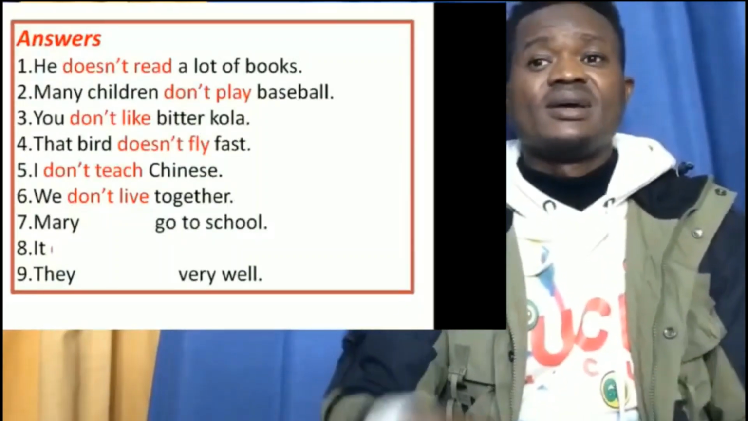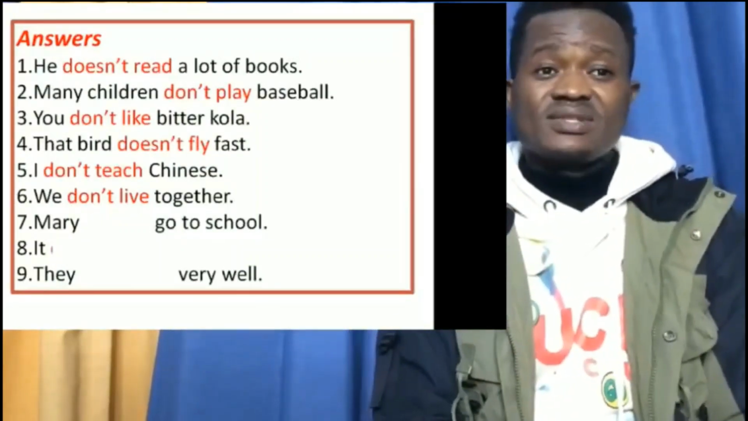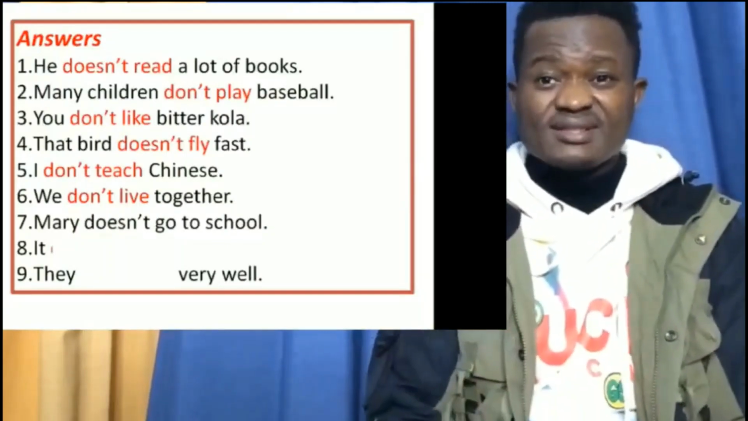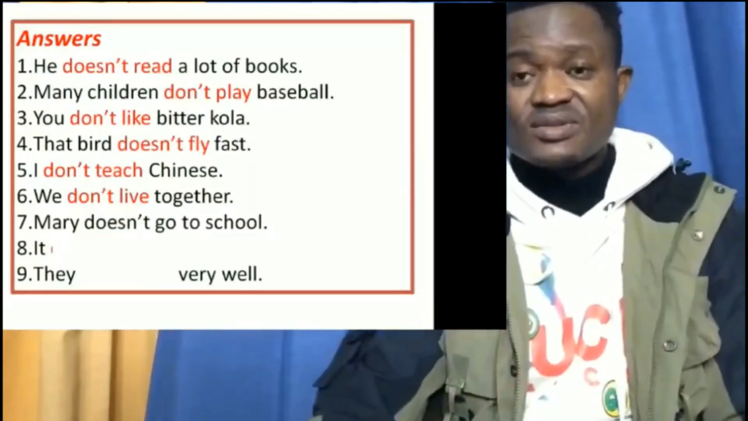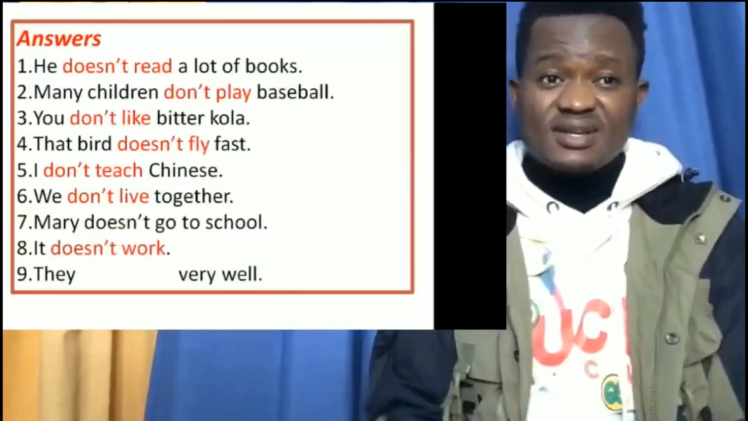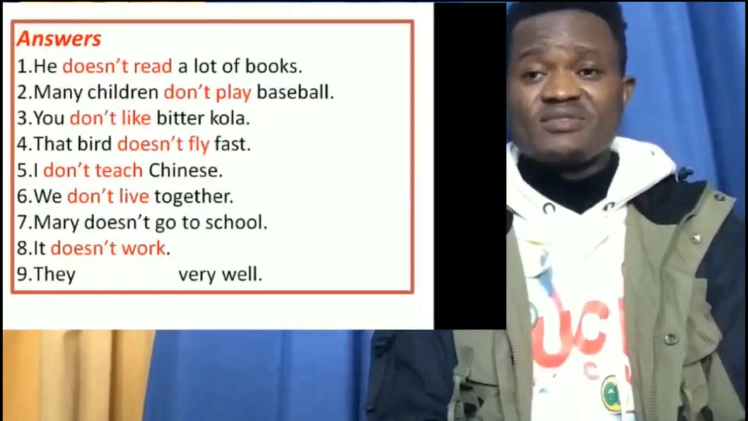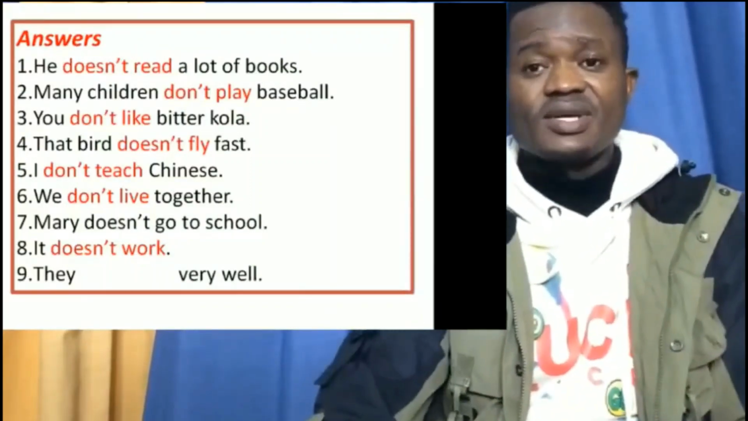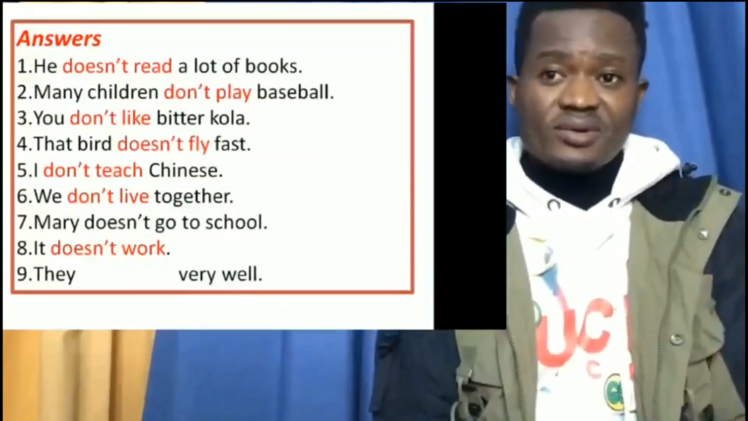All right. Mary doesn't go to school. Talking about Mary, so you've got to use "doesn't." So, Mary doesn't go to school. Okay. It doesn't work. So, it doesn't. So, agree: subject-verb agreement. It doesn't work.